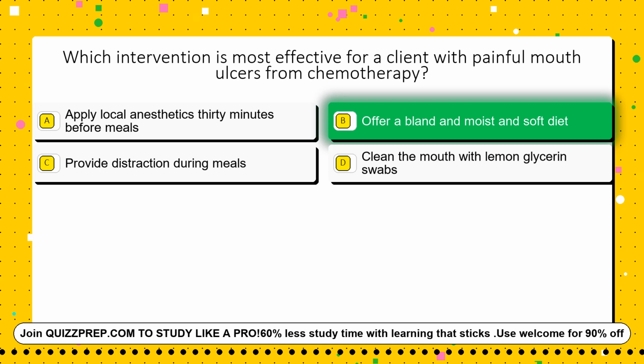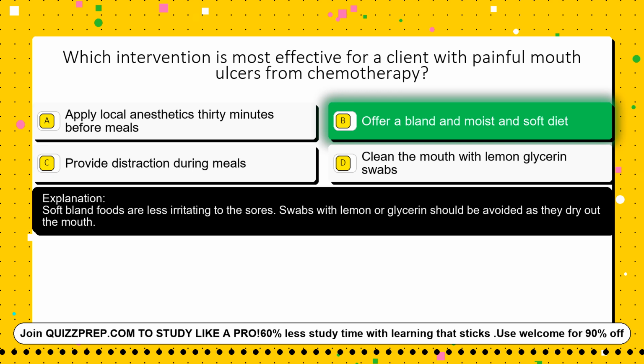The correct answer is option B. Offer a bland and moist and soft diet. Soft bland foods are less irritating to the sores. Swabs with lemon or glycerin should be avoided as they dry out the mouth.